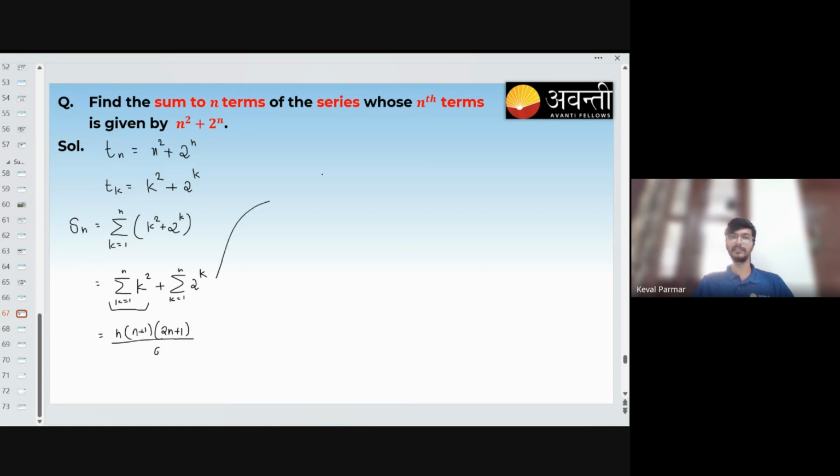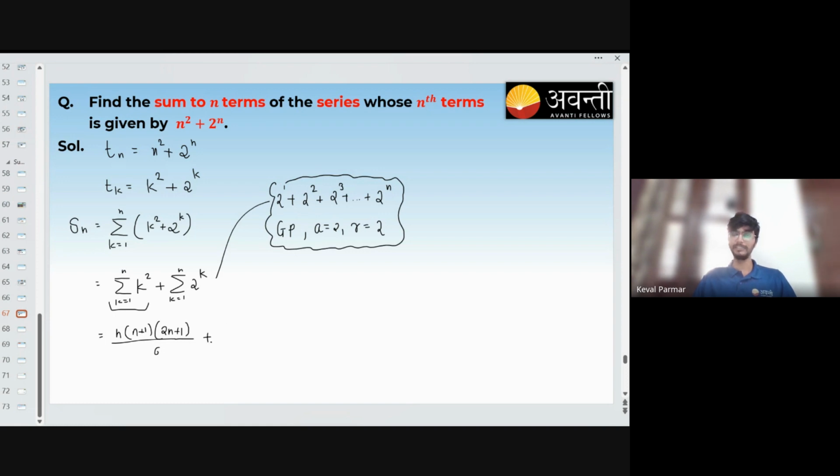Now here, I'll write this series. This is not a standard formula. This is not the sum of first n natural numbers or sum of squares or sum of cubes. So let's expand this series and I'll get 2 raised to 1, 2 raised to 2, 2 raised to 3 and up to 2 raised to n. So as you can see, it is a GP with first term 2 and common ratio also 2. And what is the formula for the sum of first n terms of a GP? It is A into R raised to n minus 1 upon R minus 1.